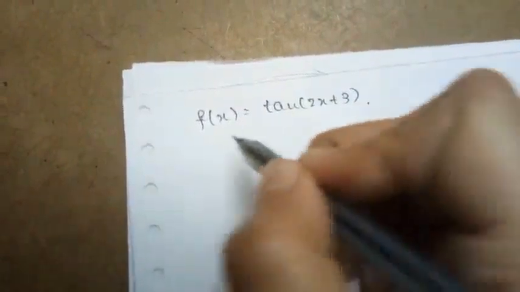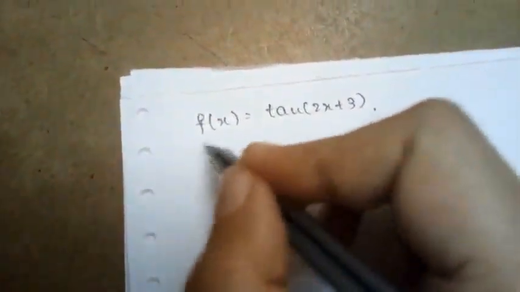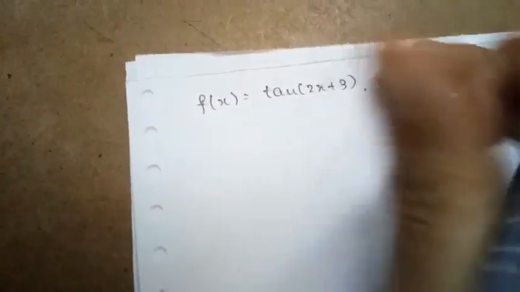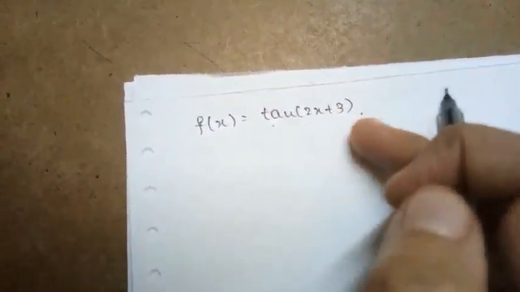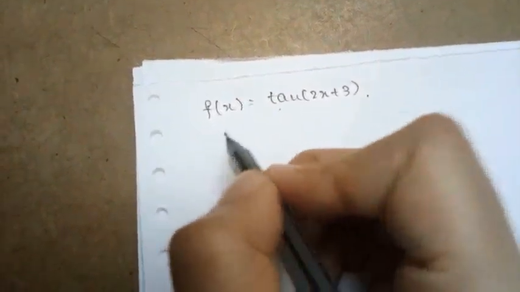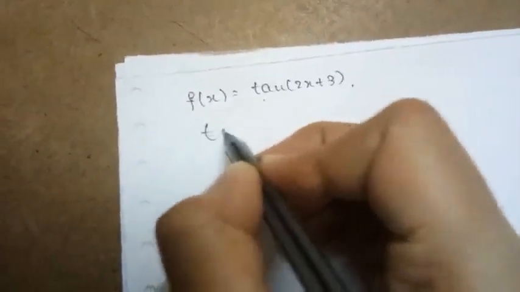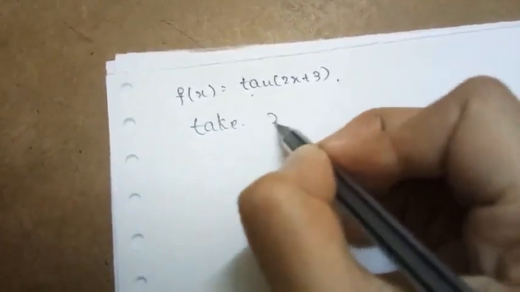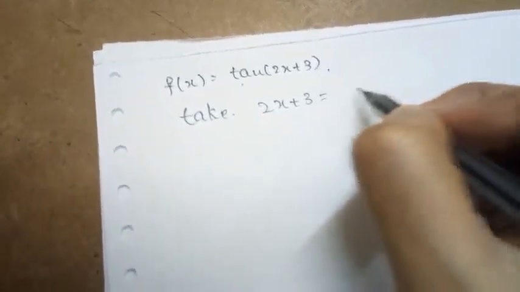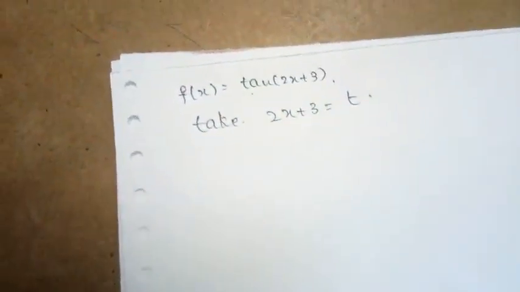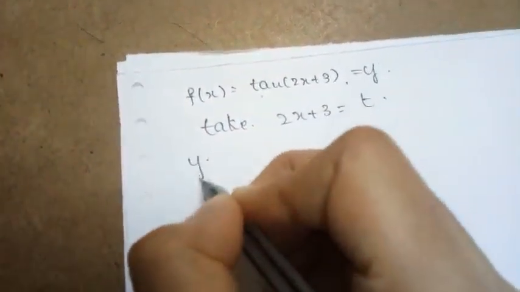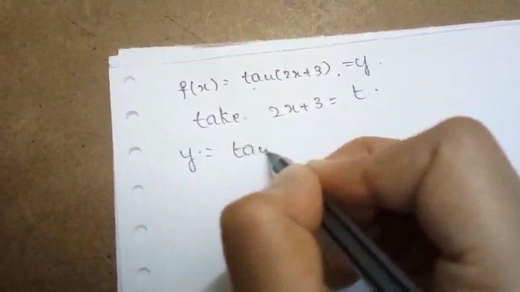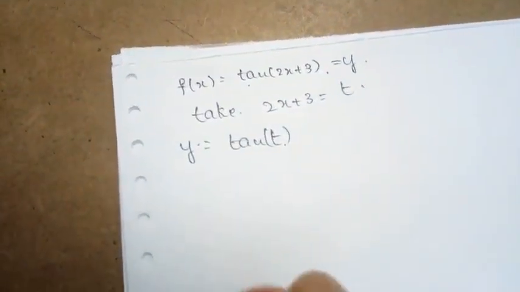So for your understanding, I'll consider another example. I'll take f of x. We need to find the derivative of this function. So clearly it is a composition of two functions. One is a tan function, another one is a polynomial function. So what I will do first is take 2x plus 3 equal to t. If I call this one also y, then y is equal to tan t. So we got y is equal to tan t.